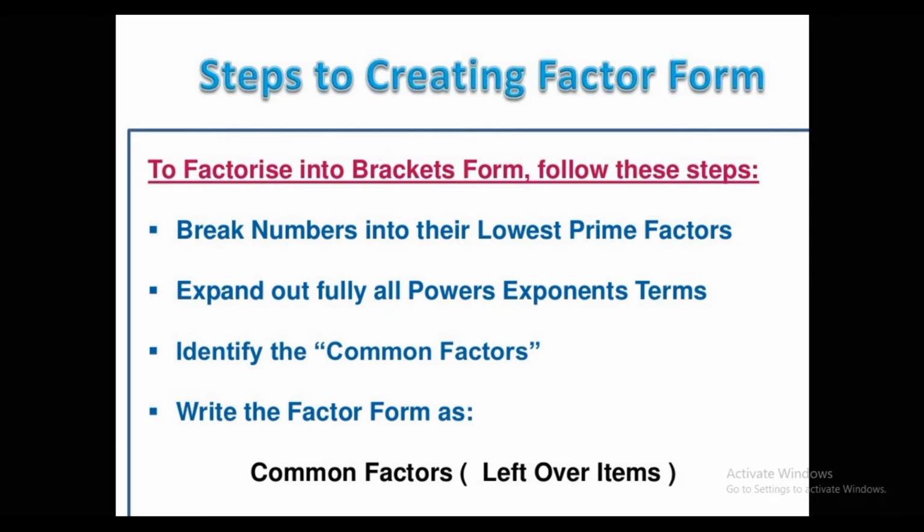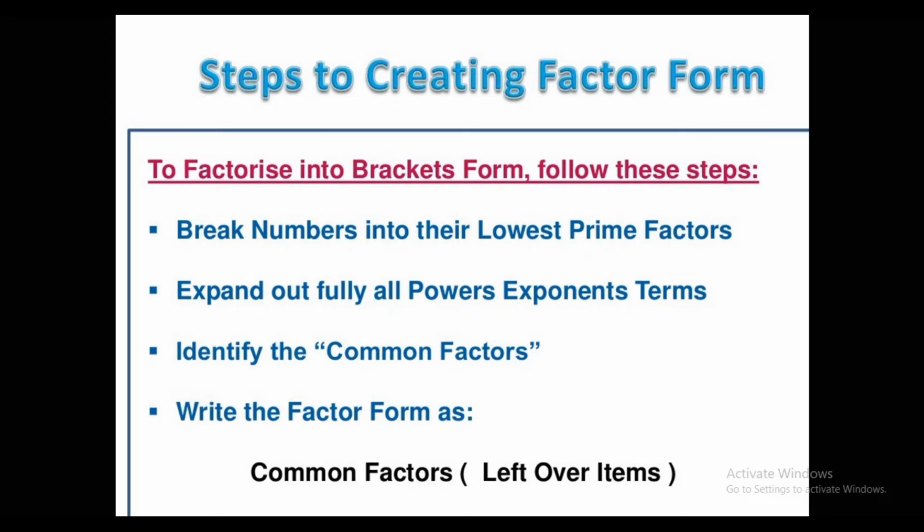But if you write 12 as 2 into 2 into 3, or 4 into 3, is it correct? No, this is not correct, because 4 can be divided into 2 into 2. So you have to find the lowest prime factors. That means the simplest structure, the simplest prime numbers.